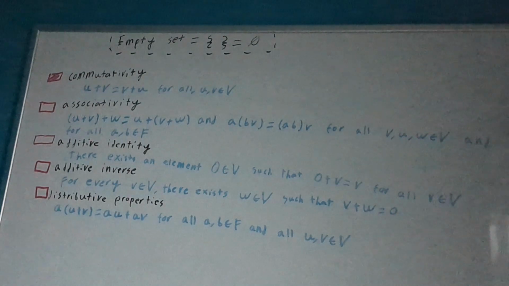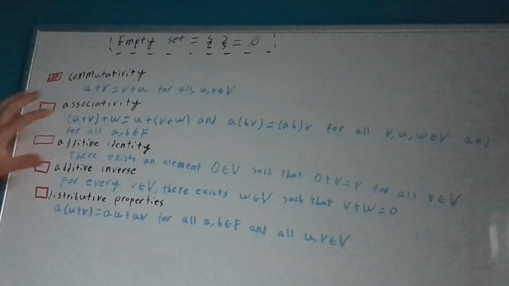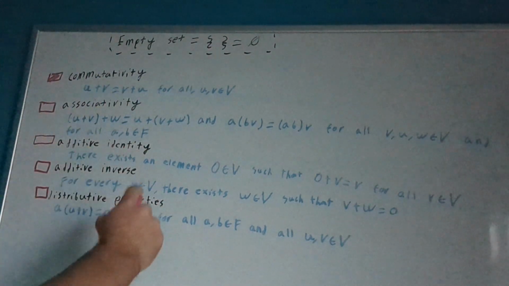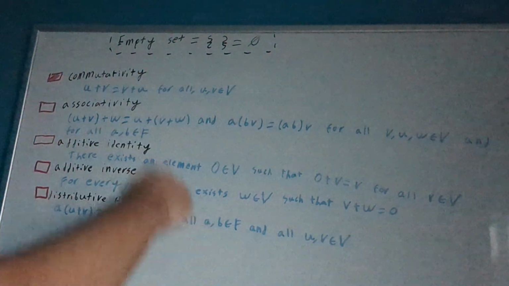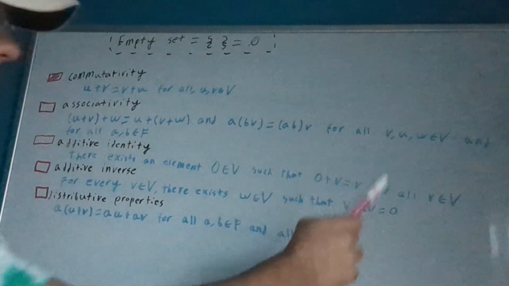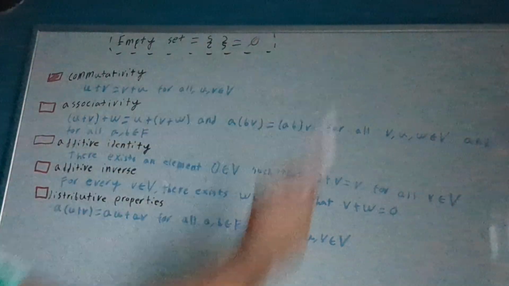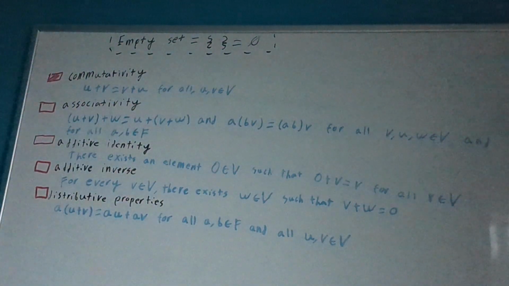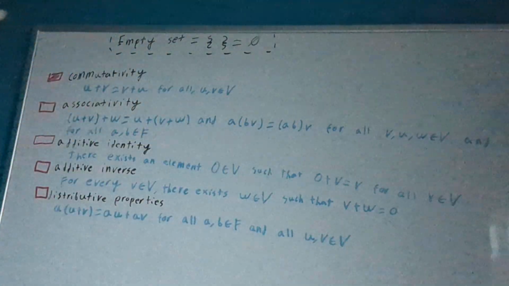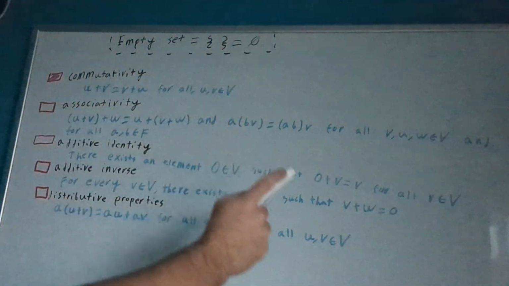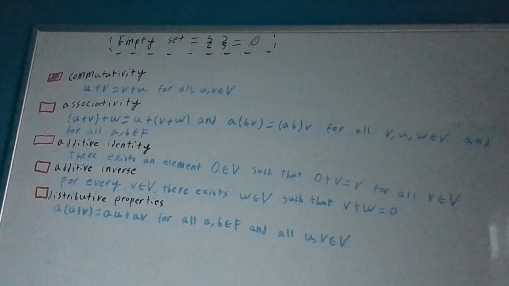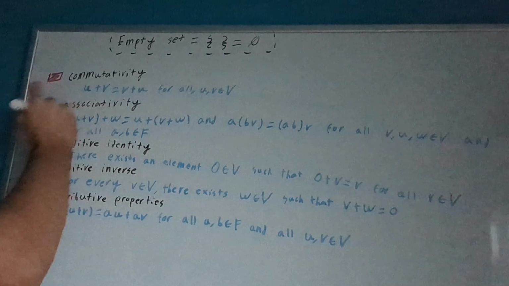Now, associativity. Does it fulfill this? Well, U plus V plus W equals U plus V plus W, and A times B times V equals A times B times V for all U, V, and W inside an empty set, and for all A and B inside F. Now, once again, this gets fulfilled the exact same way we did for this one up here, because there are no V, U, and W inside the empty set, so this is fulfilled automatically.